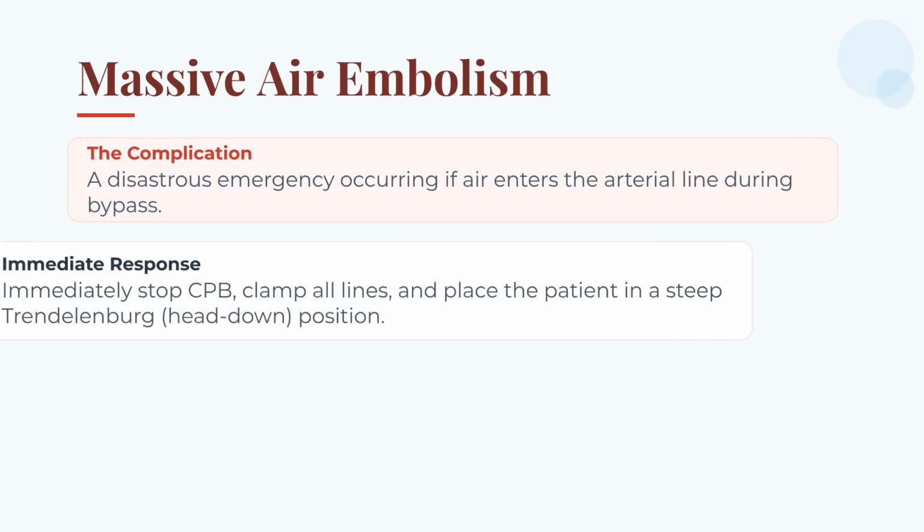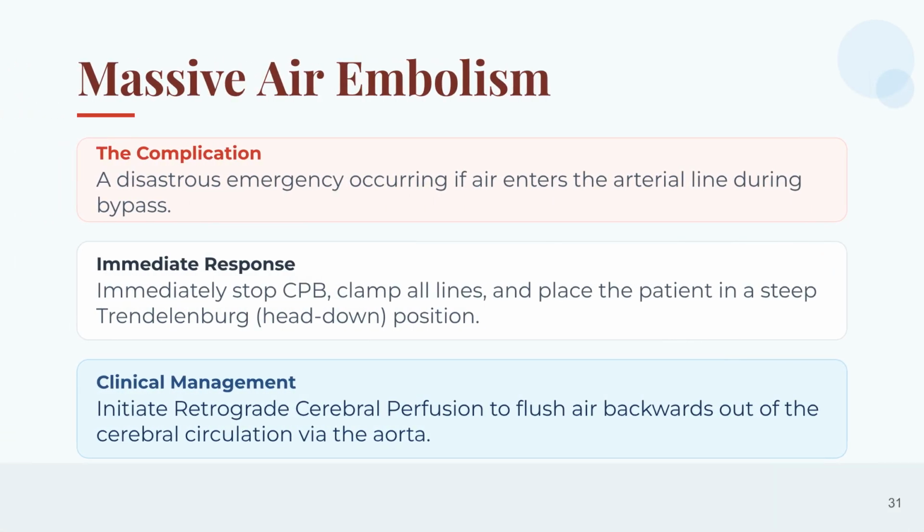Massive air embolism is a catastrophic event if air enters the arterial line. Immediate response involves stopping the bypass, clamping all lines, and placing the patient in a steep Trendelenburg position. Clinical management for air embolism includes retrograde cerebral perfusion to flush air out of the cerebral circulation via the aorta.